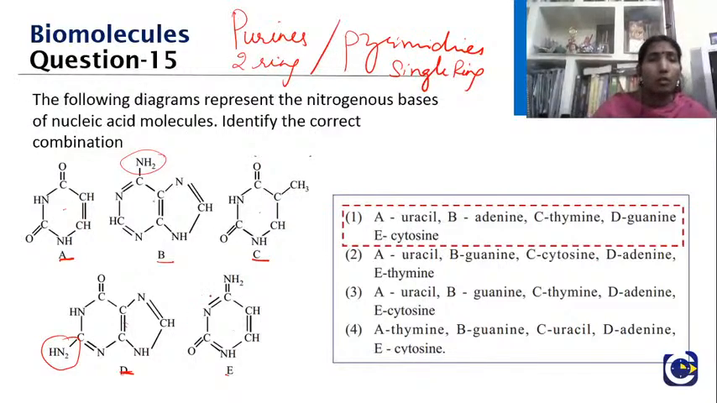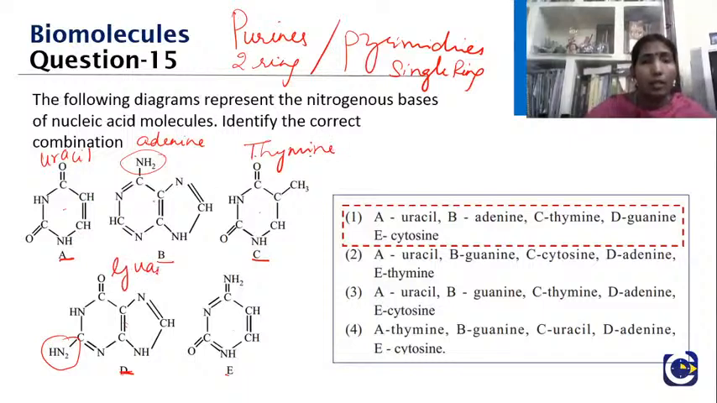So the answer is what? A is uracil. B is adenine. What is C? The thymine. What is D? The guanine. And E is the cytosine. So these are the simple steps that you can apply to find out what structure is representing the nitrogen bases. Okay children? We'll go to the next question.